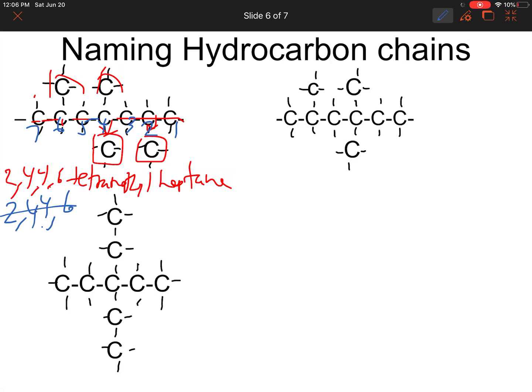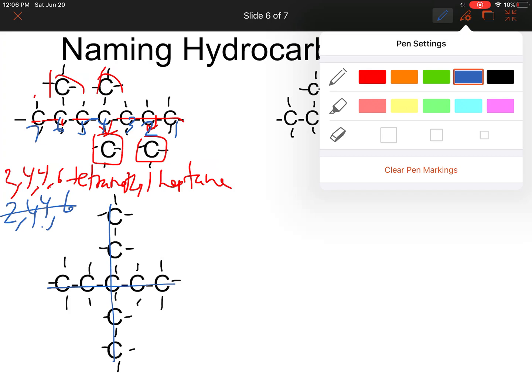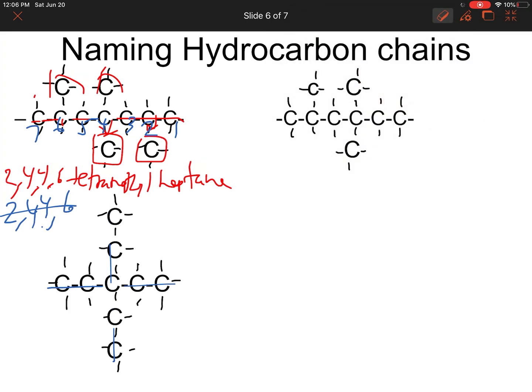Let's try this one down here. So I can do 5 down, 5 across. Either way you go, the same thing. It's going to be 5, right, guys? Okay. So what do you want to do? You want to go 5 down, 5 across? Doesn't matter. Let's go 5 across. Okay. So that's pentane, right?